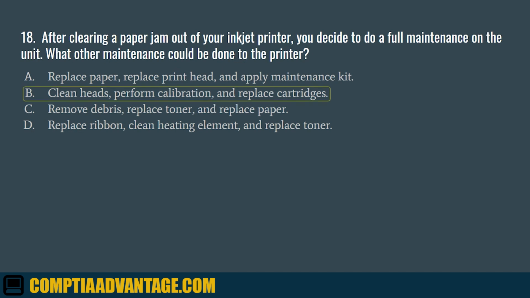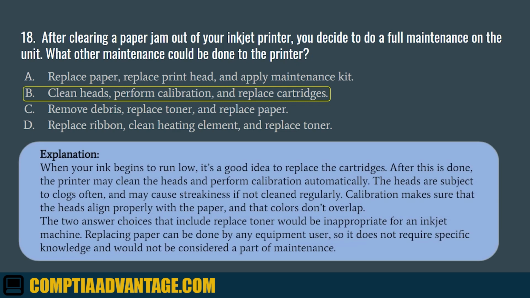The correct answer is B. Clean heads, perform calibration, and replace cartridges. When your ink begins to run low, it's a good idea to replace the cartridges. After this is done, the printer may clean the heads and perform calibration automatically. The heads are subject to clogs often and may cause stickiness if not cleaned regularly. Calibration makes sure that the heads align properly with the paper and that colors don't overlap.